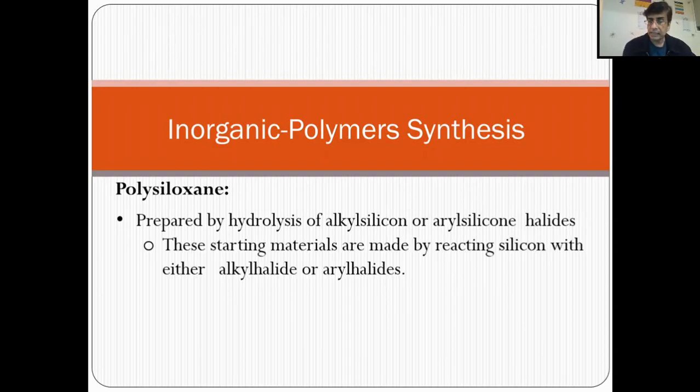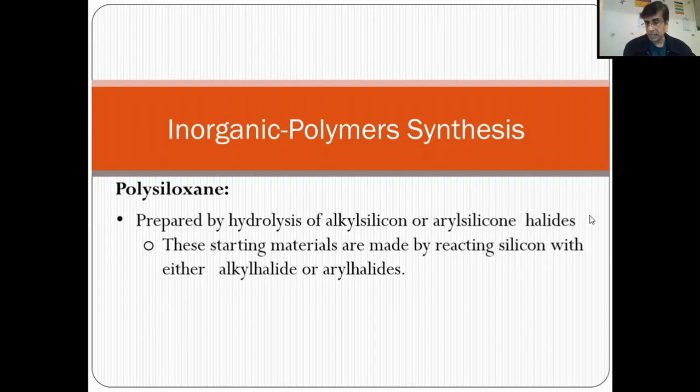Okay, and these starting materials, which starting materials? Alkyl silicon halide and aryl silicon halide. These starting materials are made by reacting silicon with either an alkyl halide or an aryl halide. So we have silicon and we react it with an alkyl halide, for example CH3Cl, or an aryl halide, for example a benzene ring with a halogen, and then we can get this starting material.